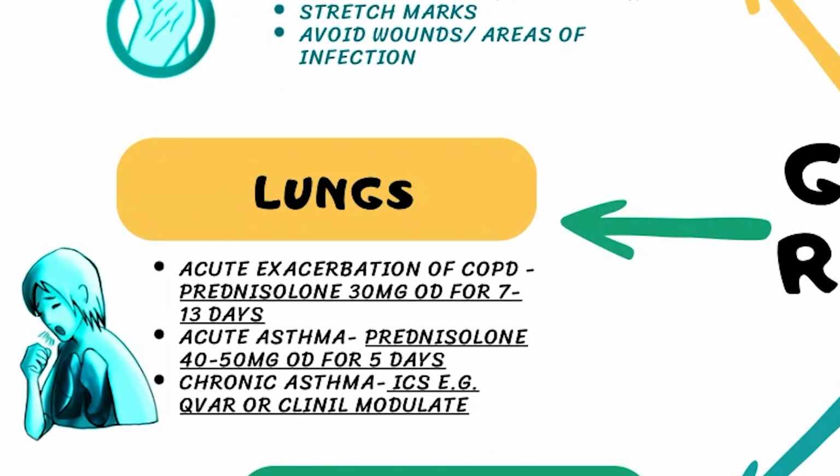For lung conditions, short courses of glucocorticoids are used in acute conditions. For acute exacerbation of COPD for adults, prednisolone at 30 mg daily for 7 to 13 days should be taken. For acute asthma in adults, prednisolone at 40 to 50 mg daily for 5 days should be taken.